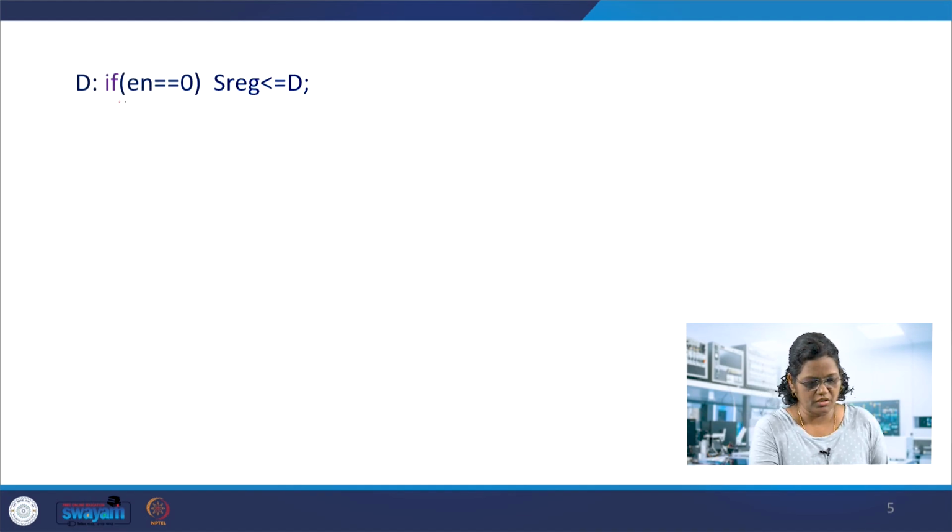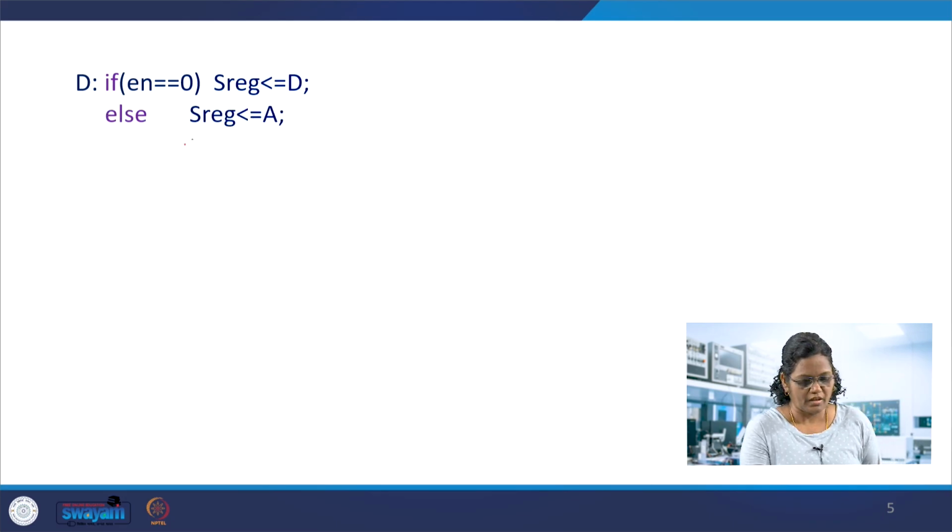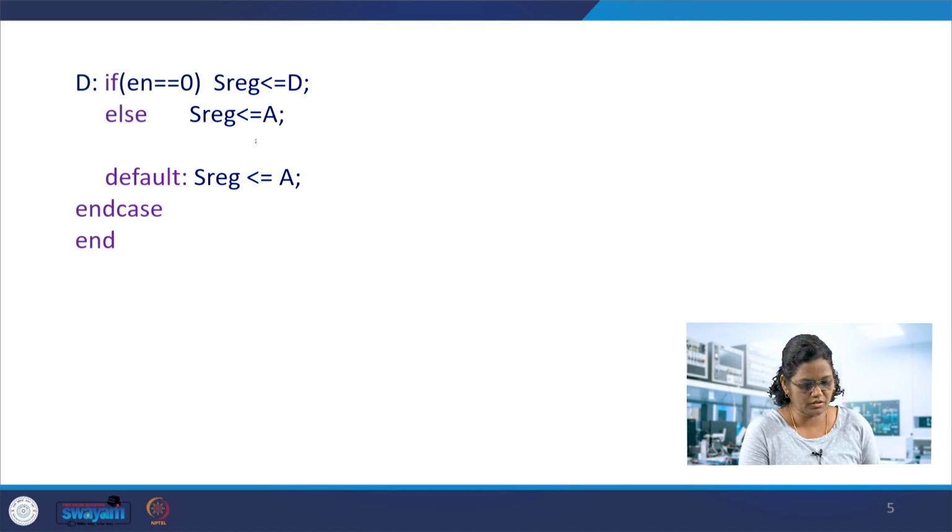Here is D, the last state. If enable is 0, then stay there, and else SREG is A. So default SREG is A. End case, because the default is mandatory, and we need to end the case here and then end.